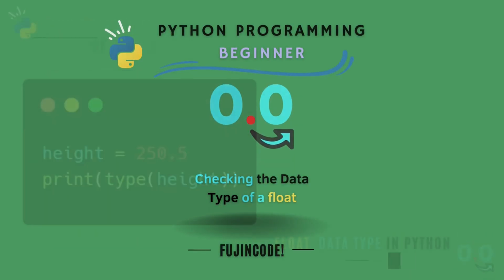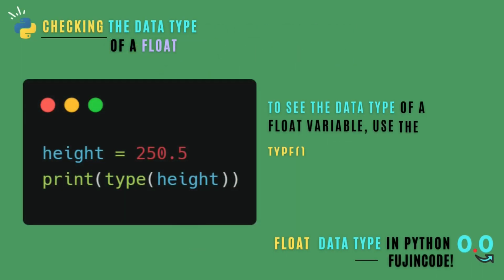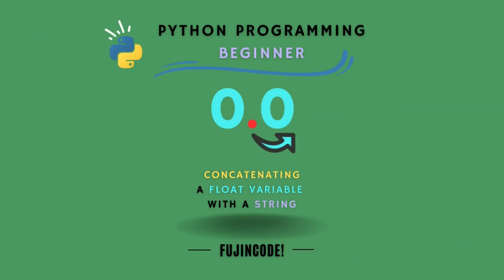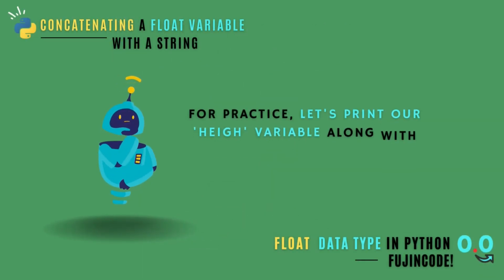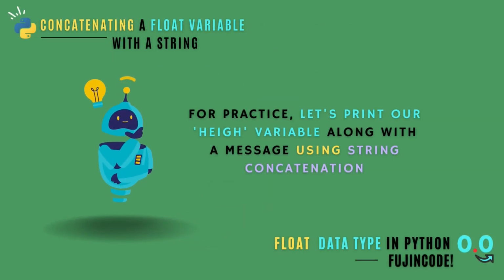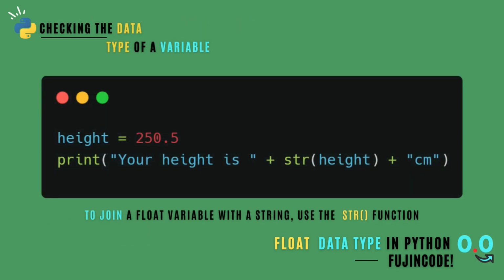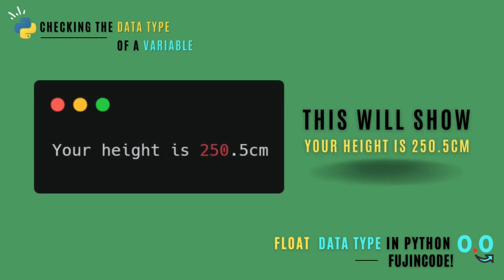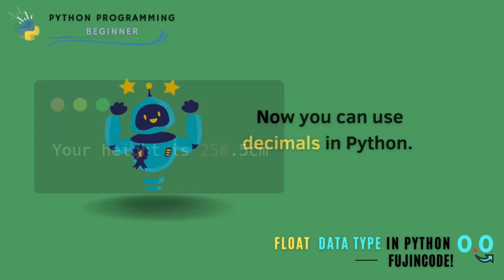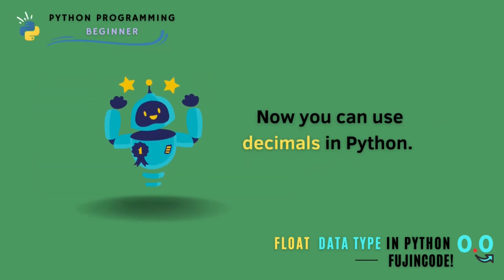Checking the data type of a float. To see the data type of a float variable, use the type function. This will show float. Concatenating a float variable with a string. For practice, let's print our height variable along with a message using string concatenation. To join a float variable with a string, use the str function. This will show your height is 250.5 centimeters. That's all for floats. Now you can use decimals in Python.